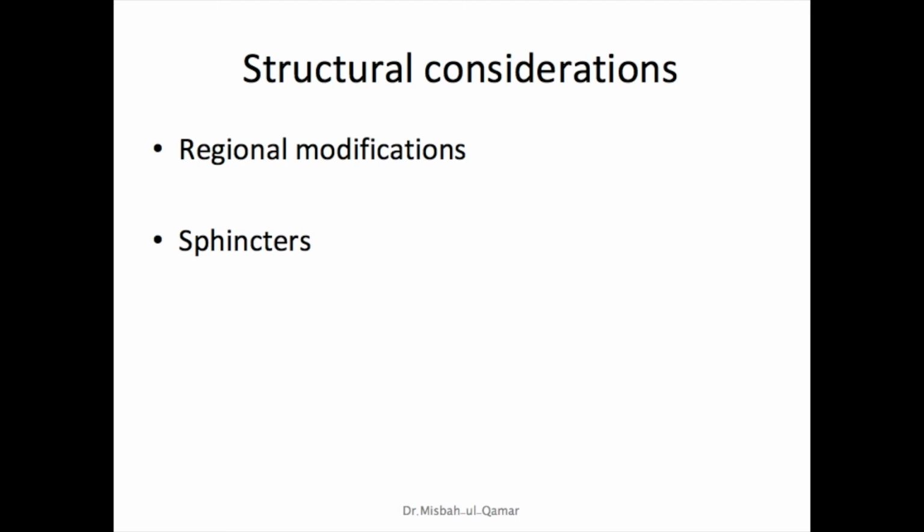Although different parts of the GIT are continuous with one another, they are considered separate entities because of regional modifications, such as the sphincters, which act as guards between different parts of the GIT.